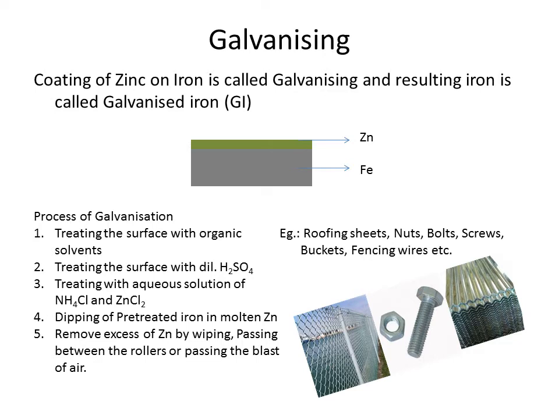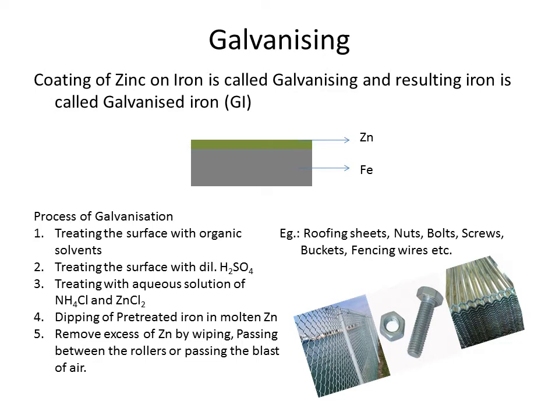After the pre-treatment is over, this pre-treated iron sheet has to be dipped in molten zinc. Molten zinc is nothing but liquid zinc. When the pre-treated iron sheet is dipped in the molten zinc, a layer of zinc will be developed on the surface of that iron sheet.